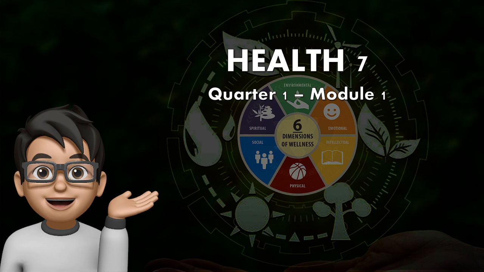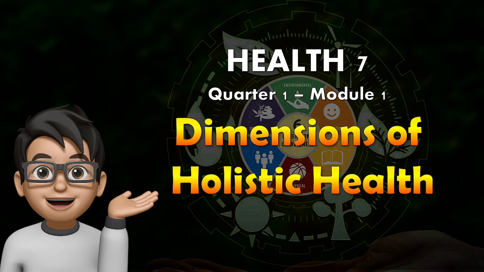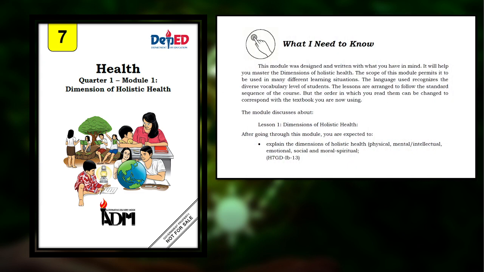Good day, everyone. Today, we are going to discuss the 6 dimensions of holistic health. At the end of our lesson, the students are expected to explain the dimensions of holistic health: physical, mental or intellectual, emotional, social, moral, spiritual, and environmental health.